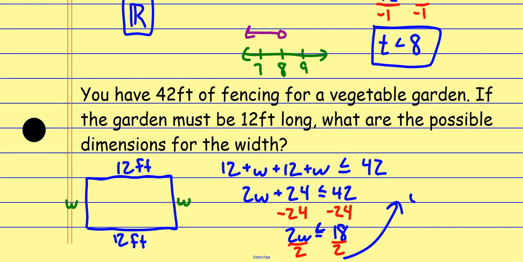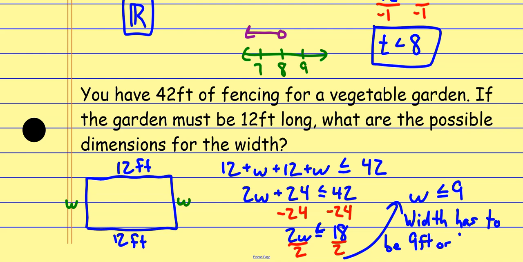Let me write my answer up here. So I get W. It's still a less than or equal to symbol. And it looks like a 9. Okay? So again, interpreting this in terms of the word problem, my width, okay, so the width has to be 9 feet or less.